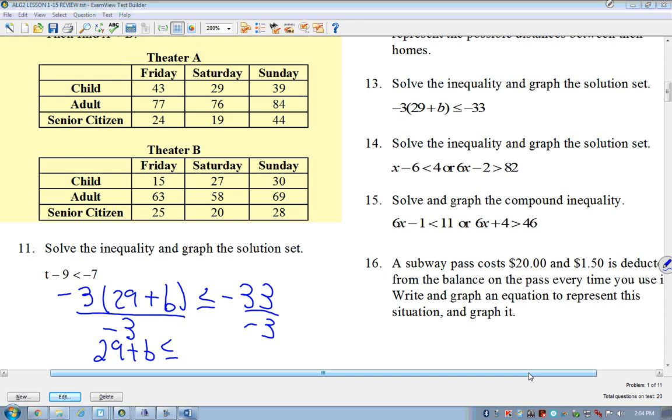What just happened here? What did we just do? We divided by a negative, so we need to go ahead and flip that sign.